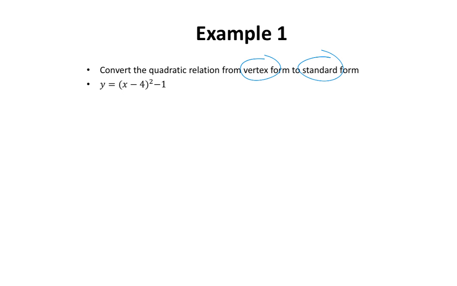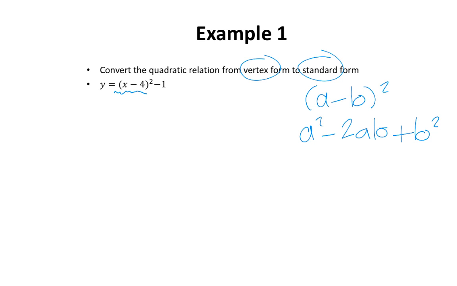The first thing you want to do is expand the binomial. In other words, you want to square this binomial. I'm going to do that over to the side. You should realize that you have a minus b to the power of 2. The shortcut for that is a squared minus 2ab plus b squared. In this particular situation, a is equal to x and b is equal to 4.